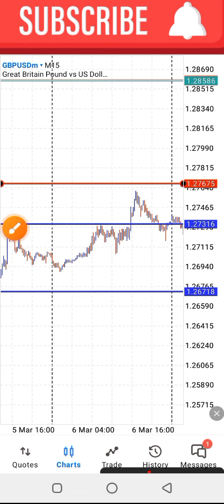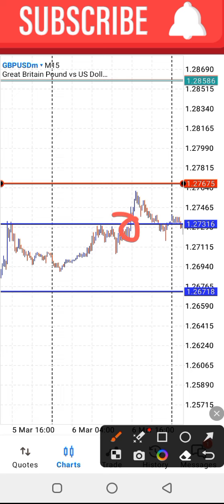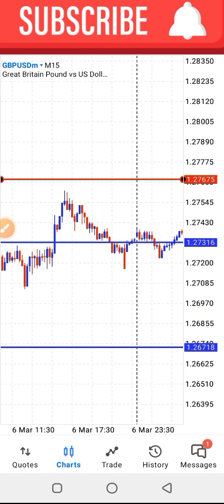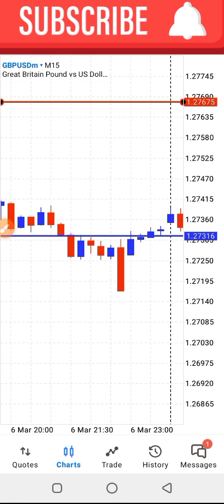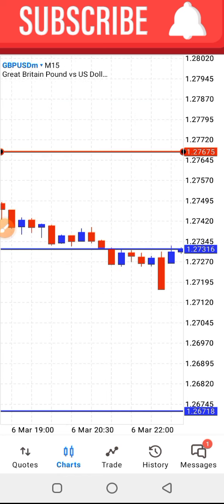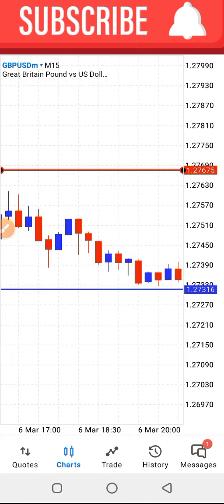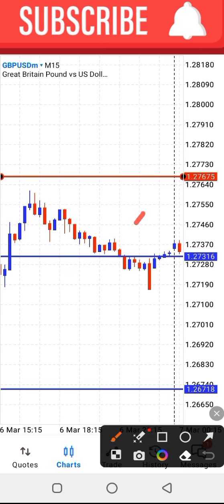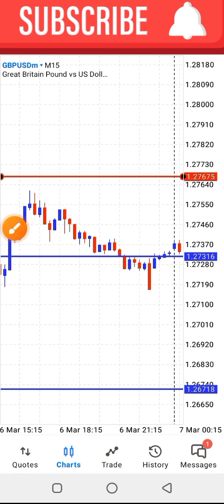The top parts got taken out on Wednesday. Okay, so let me zoom in to see the candle that is going to pierce that top level again. Okay, so I've seen the candle that pierced the top level. It's this candle right here. That's the candle that pierced the top level again.